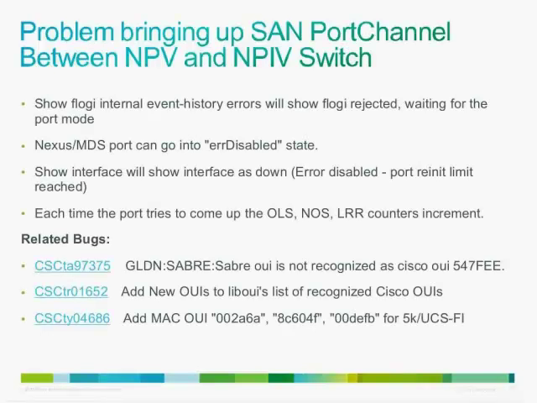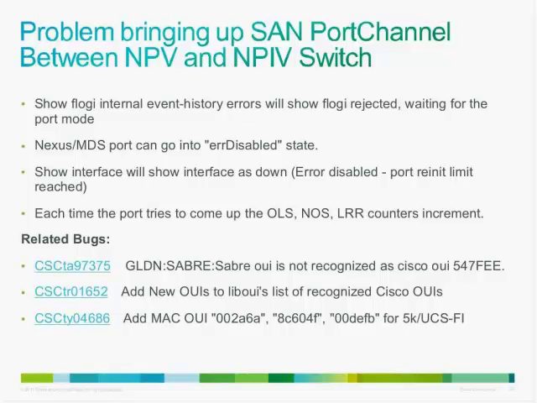So show flogi internal event history errors is a good command on the NPIV switch. It will show flogi being rejected, waiting for the port mode. Also, the Nexus/MDS port can go into error disabled state. The show interfaces will show the interfaces as down, right? So: error disabled, port reinitialization limit reached.